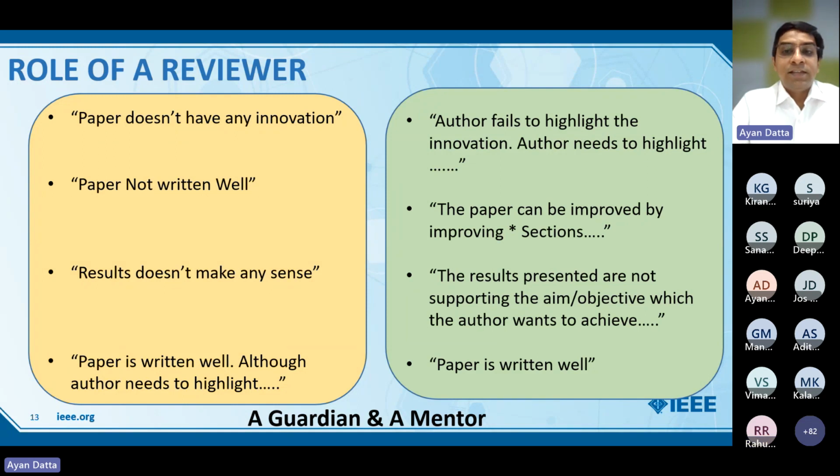Third, results don't make sense, or the results don't really have a lot of value in the context of the paper. So the other way of putting it could be that the results presented are not supporting the aim and objective which the author may want to achieve, and what results he or she needs to add in the paper, so that the aim and the objective of the paper can be achieved, or can be supported with that.